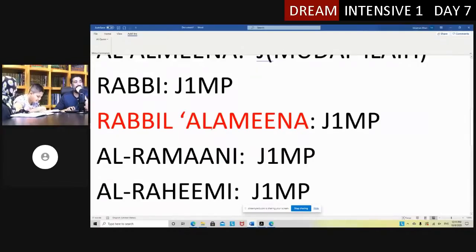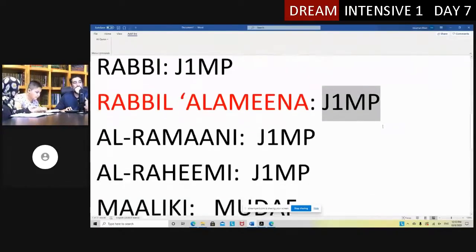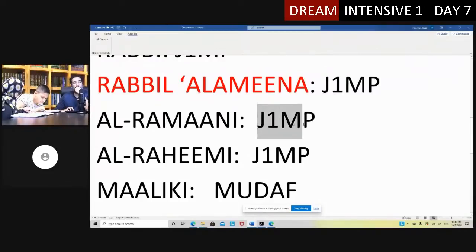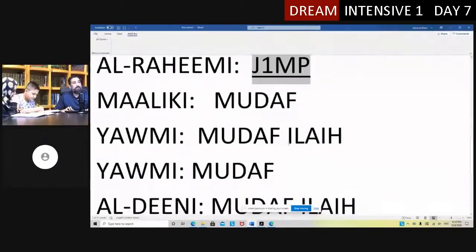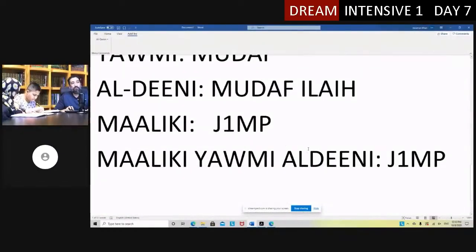What about Rabbil Alamina? What are the four properties of Rabbil Alamina, the whole phrase? Jar. Underline it. What about Ar-Rahmani? What are the four properties? Jar. What about Ar-Rahimi? Underline it. Ar-Rahimi is jar. Okay. What about the whole Maliki Yawmiddini? Jar.